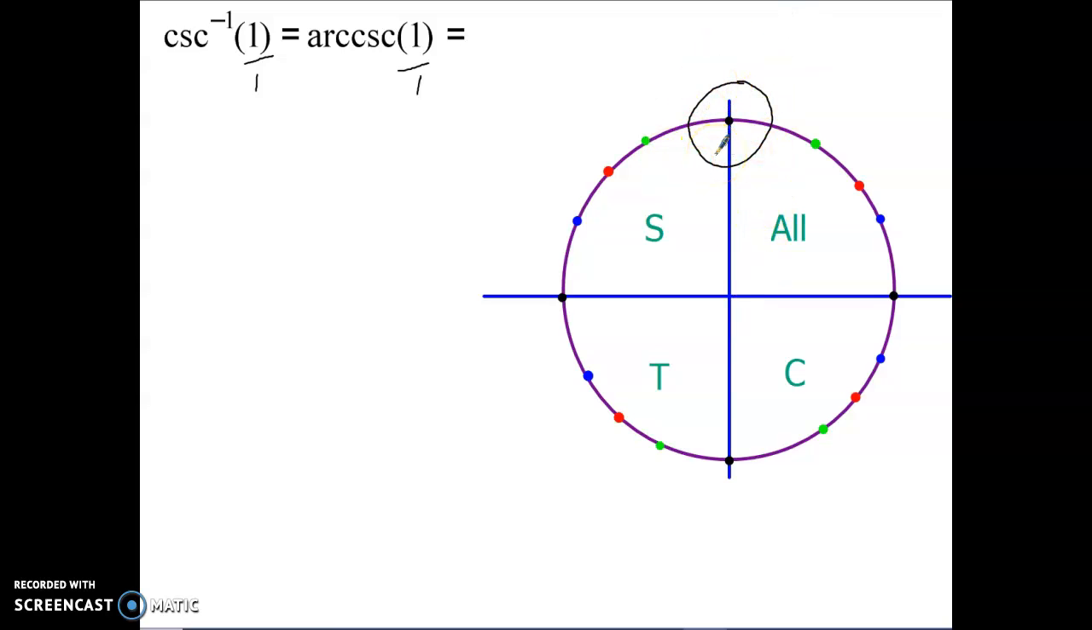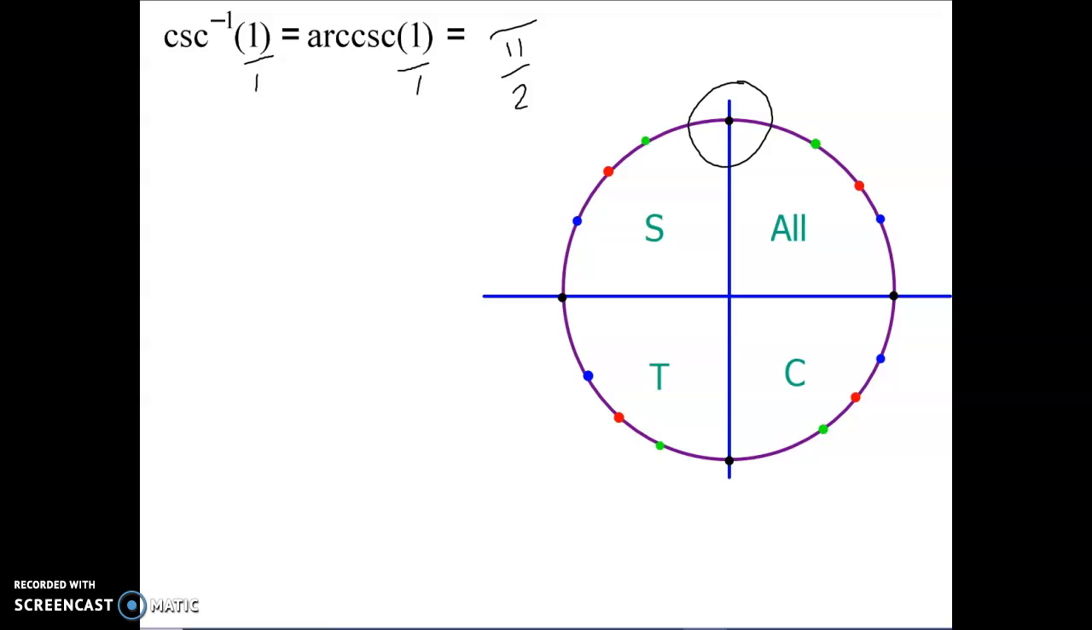So what is that in radians? Do you remember? How far is this in radians? Do you remember half a circle is pi? And we went half of that. So the answer is pi over 2.